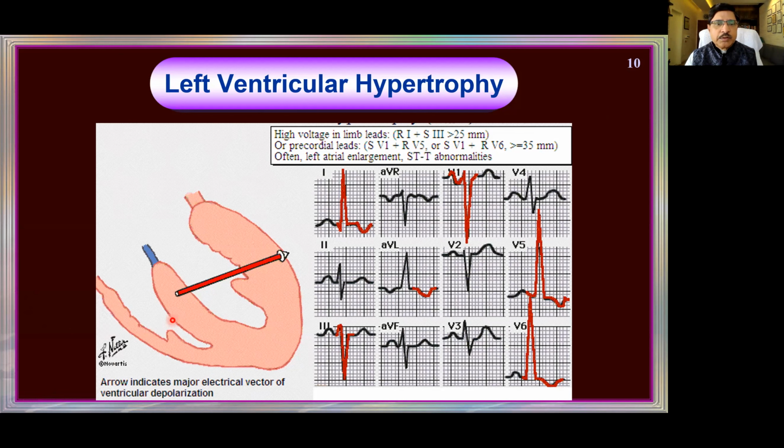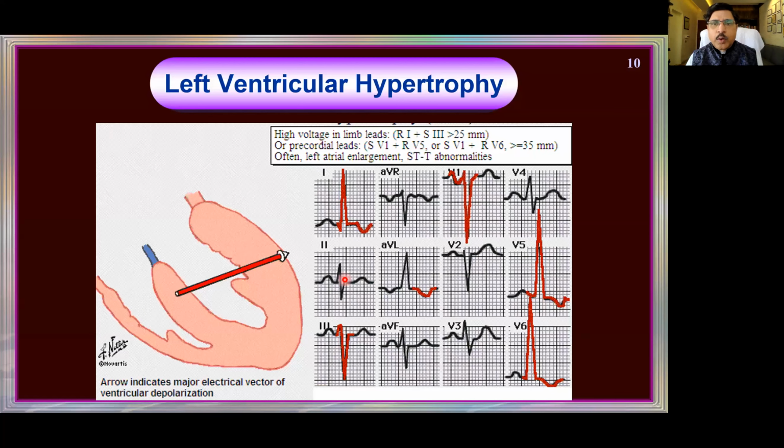Okay. This is a thick left ventricle. The majority of the voltage is going towards the left side. What are the left-sided leads? L1, AVL, V5, V6 are the left-sided leads. Obviously, they record a very tall deflection, and the combination of this plus this will be more than 35, or this alone more than 13, this alone more than 11. That is what is happening, and there will be associated left axis that is there.